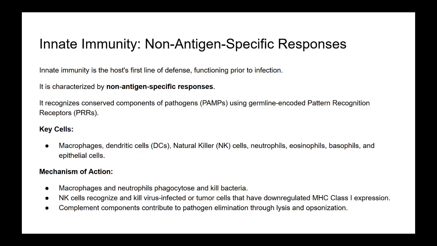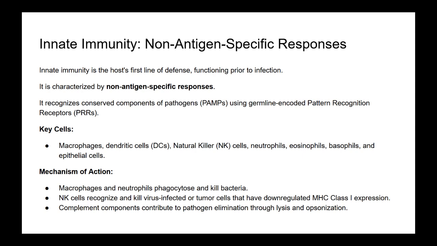The innate immune system serves as the host's first line of defense, operating prior to infection and characterized by responses that are not specific to any particular antigen. It utilizes germline-encoded pattern recognition receptors to identify highly conserved components of pathogens known as pathogen-associated molecular patterns. Key cells involved in the innate immune response include macrophages, dendritic cells, natural killer cells, neutrophils, eosinophils, basophils, and epithelial cells. These cells work together to detect and eliminate invading pathogens.